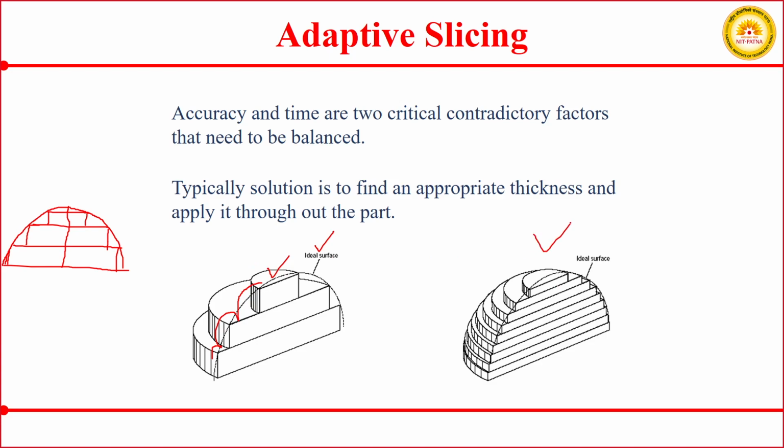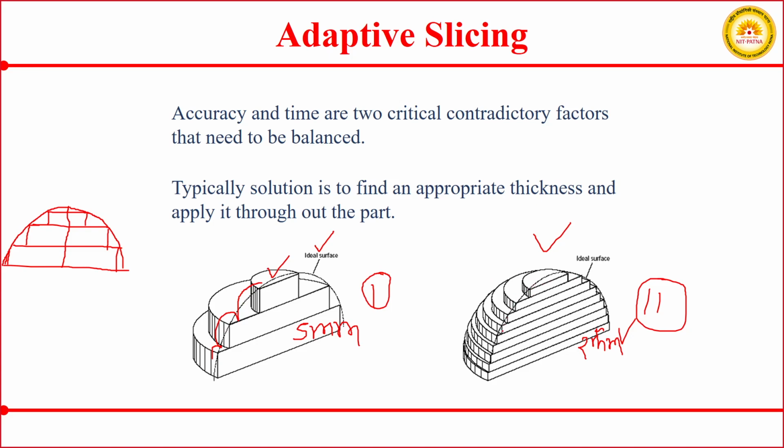But if you see here in the second diagram, when you have reduced your layer thickness, in this case instead of 5 mm, because here your layer height was 5 mm, suppose now you are using a layer height of 2 mm. So what is happening is your staircase effect is reducing.